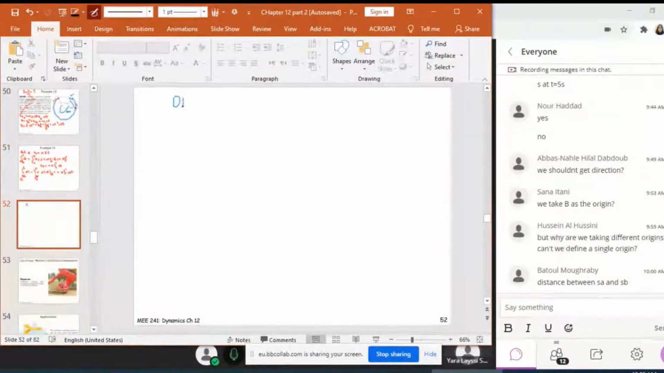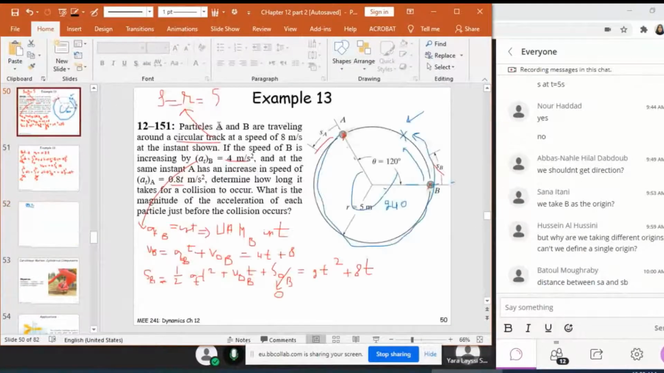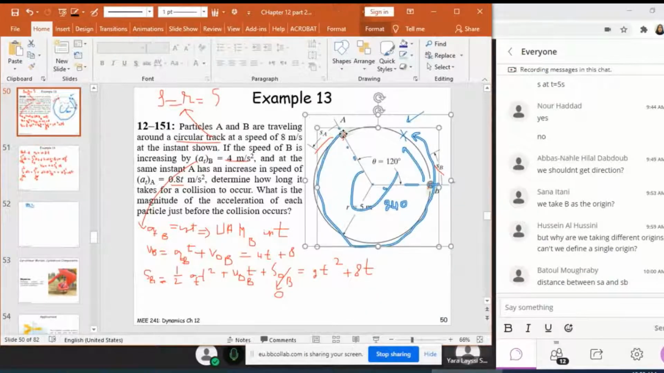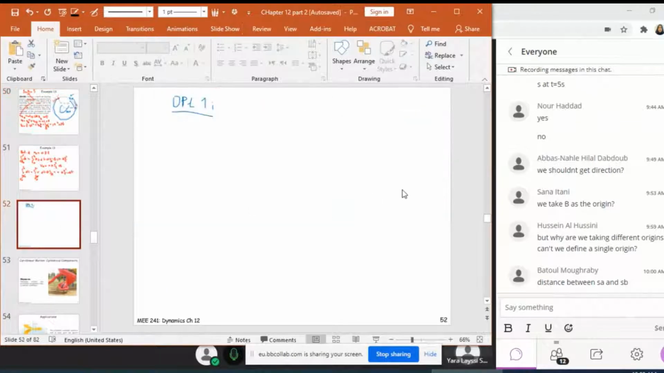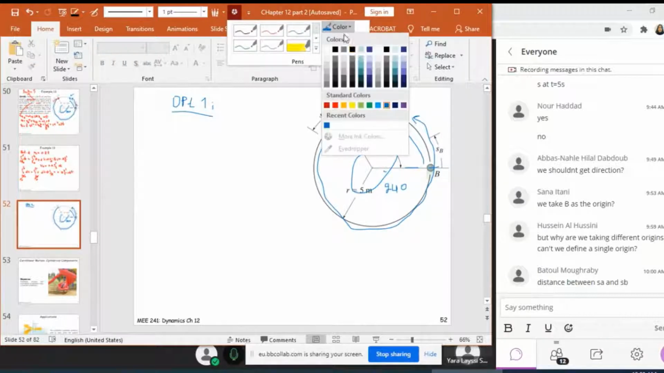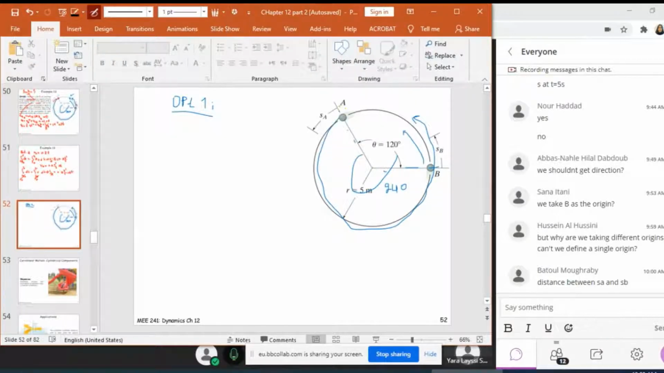Option 1. In this case, the collision occurs here at a certain point. So I'm going to assume that this is the collision. At this point here, SA is this whole arc, and SB is this arc.